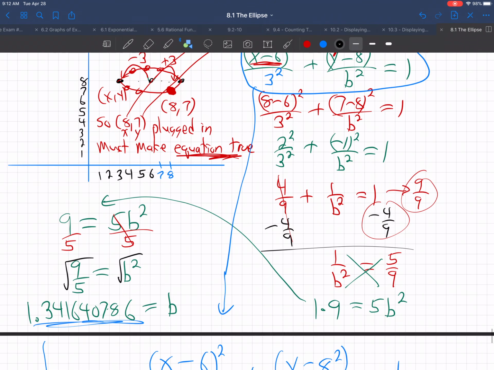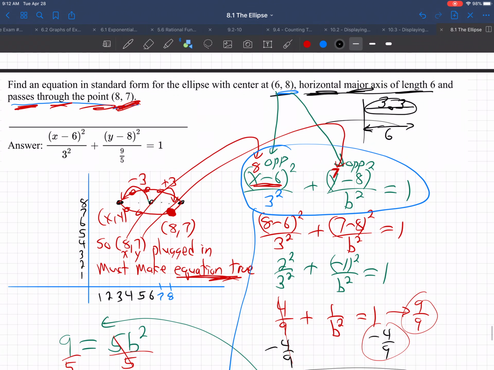So how did we do it again? We took the information they gave us. They gave us the center, 6, 8, so we knew minus 6 and minus 8 in the equation. They told us the horizontal major axis was length 6, so that meant 3 this way and 3 that way, so that meant 3 squared goes under x, because whatever's underneath x is right and left from the center. So all we had left to find was b.